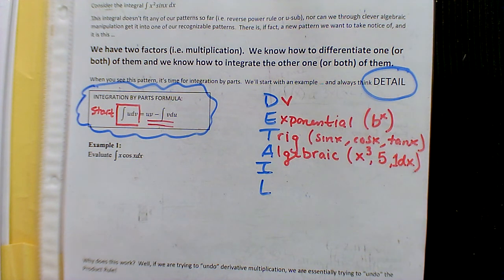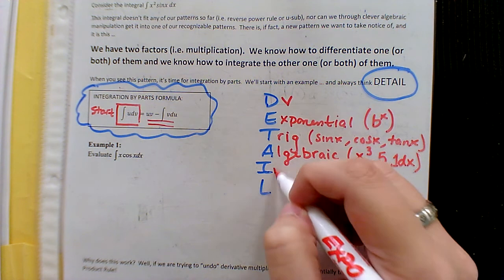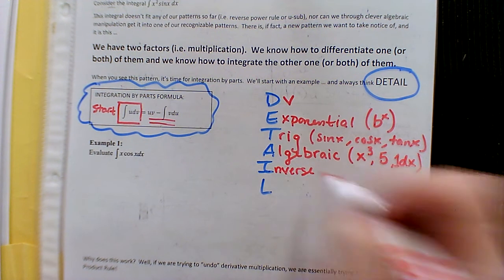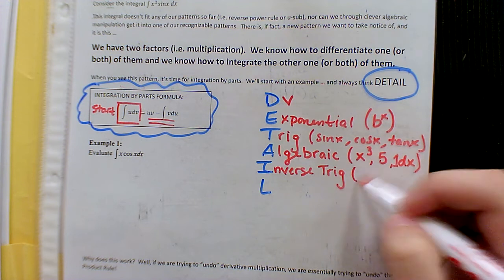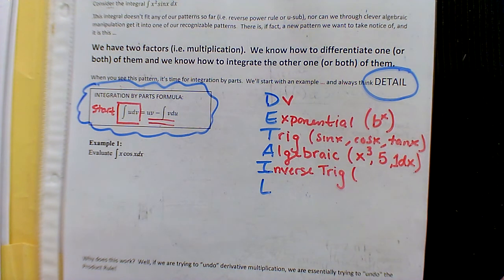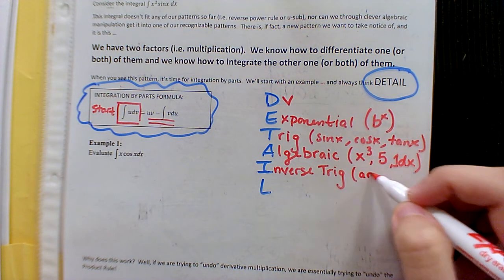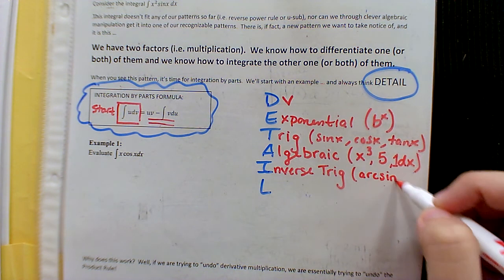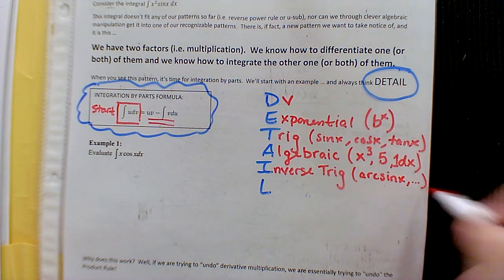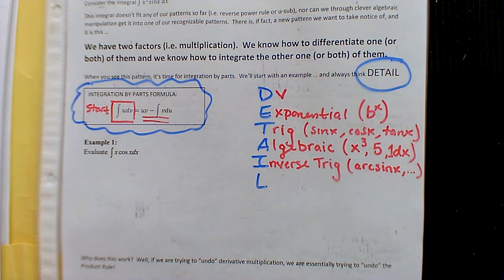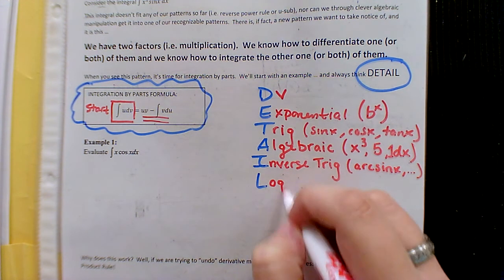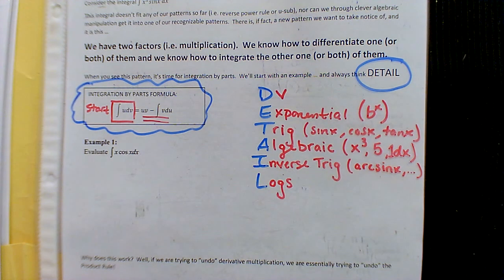What about I? Specifically, inverse trig. So that would be your arcsine, your arccosine, arctangent. Okay. And the name of a function that starts with L? Logs.